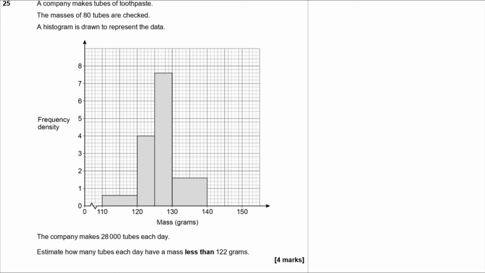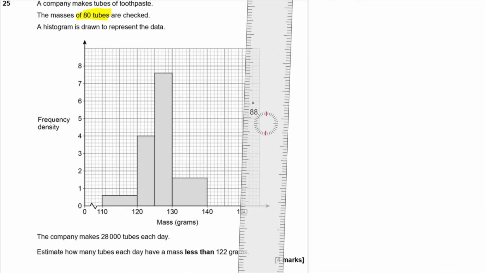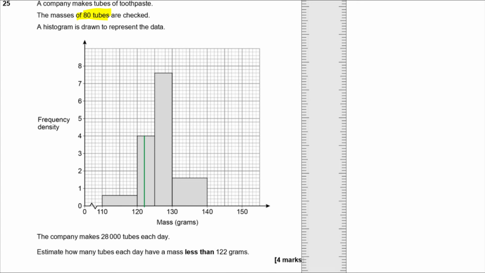Right, now we know that there are 80 tubes represented in this diagram. So we know that the total area of all these bars added together is going to be 80. Now what we need to do is work out what fraction is less than 122. So 122 is going to be there, isn't it? So we want the area of the graph to the left of that line, that area there plus that area there, those two areas added together.